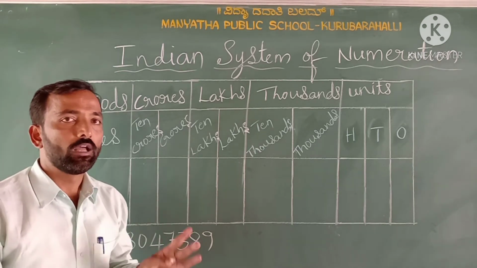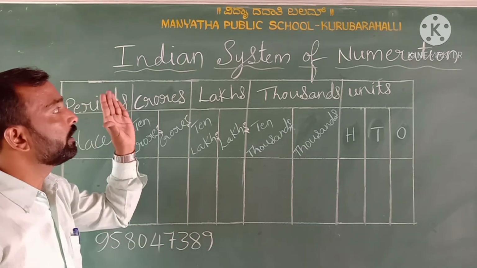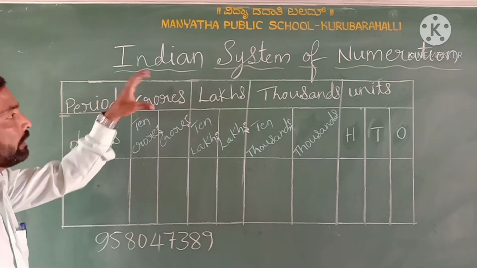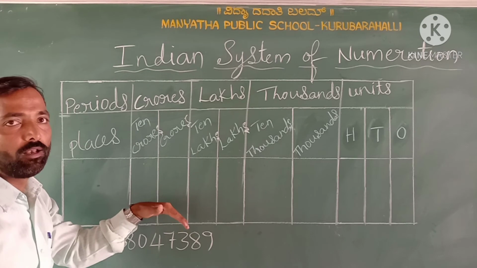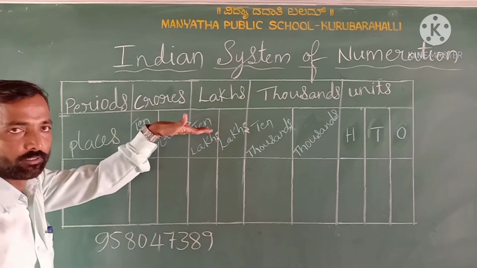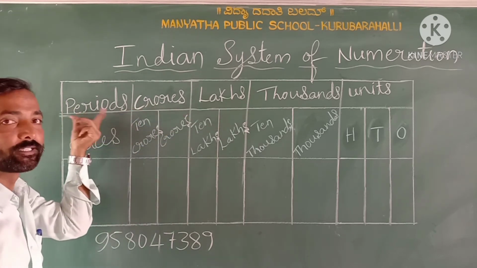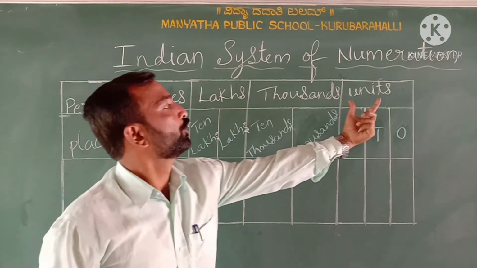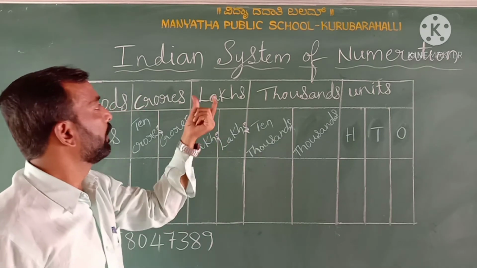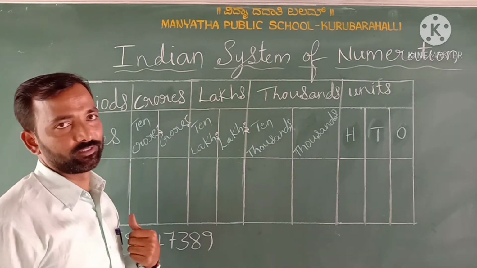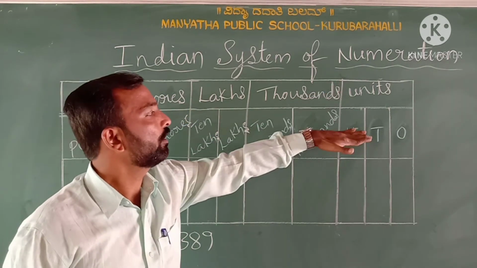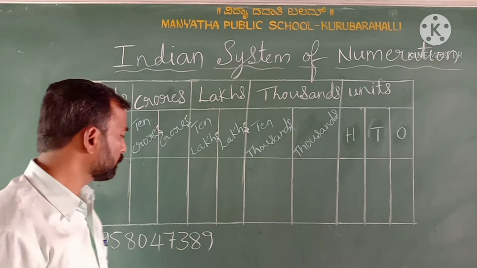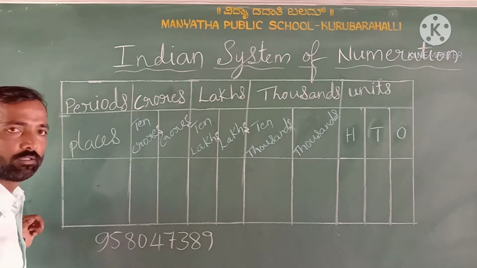Let me clarify: in the Indian system of numeration, the place value table is in two parts. One part is periods, the second part is places. The periods are units, thousands, lakhs, crores, and these are all further divided like this. Now I take a number, this one.